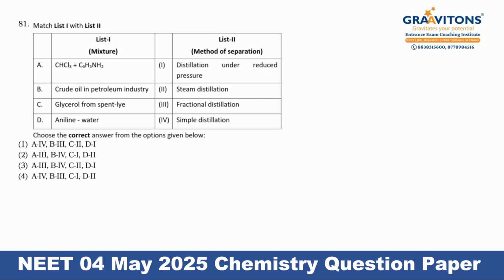Okay, so CHCl3, chloroform, and aniline can be separated by simple distillation, and crude oil, of course, we all know is from fractional distillation, and glycerol from spent lye is from distillation under reduced pressure, and aniline water goes for steam distillation. Okay, let us check the fourth option here. So A goes to 4 of list 2, and B goes to the third one, and C goes to the first one, and D goes to the second one. Okay, D goes to the second one. So option 4 is right.